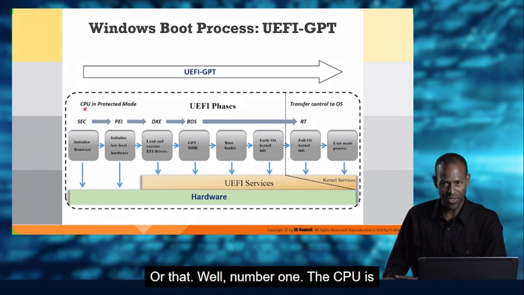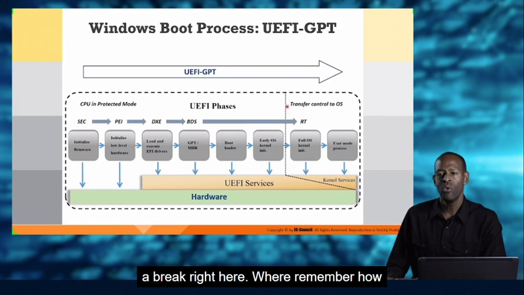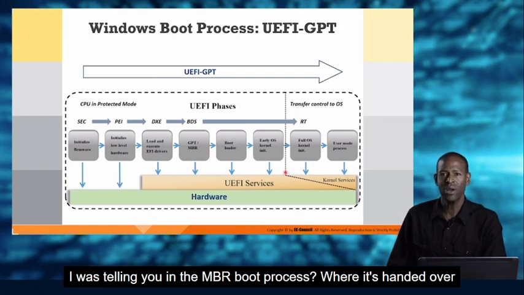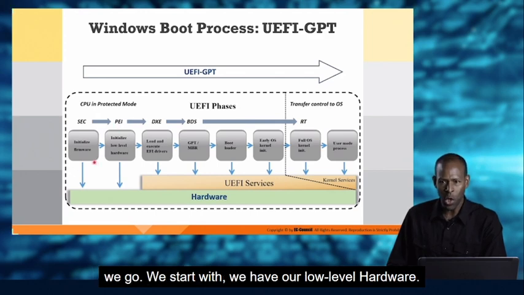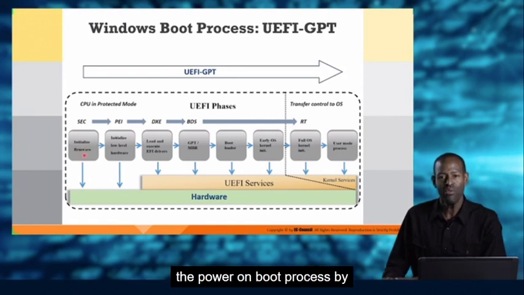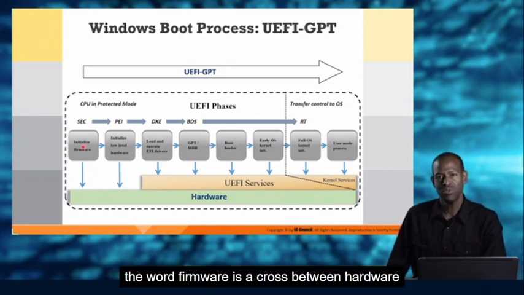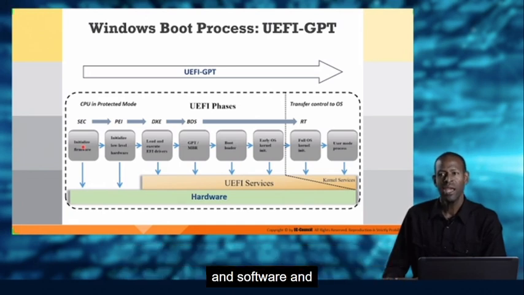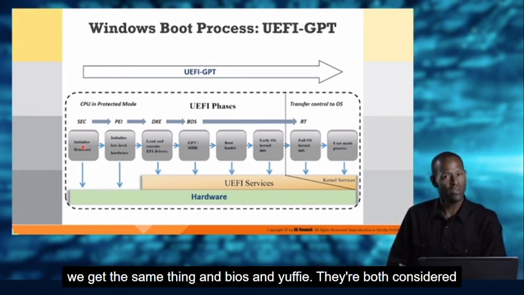Well, number one, the CPU is going to be in protected mode. And there's a break right here where, remember how I was telling you in the MBR boot process where it's handed over to the operating system? Same thing over here. So here we go. We start with our low-level hardware that we access and test in the power on boot process by initializing the firmware. The word firmware is a cross between hardware and software, and it is actually software that's running on a chip. And we get the same thing in BIOS and UFI. Yeah, they're both considered firmware.